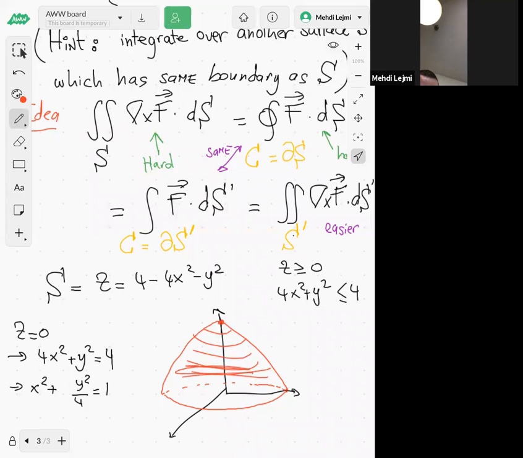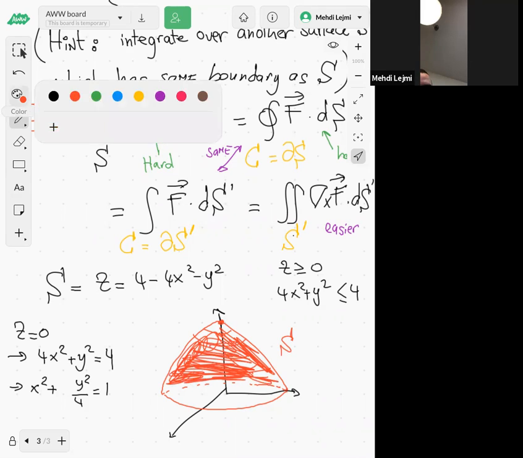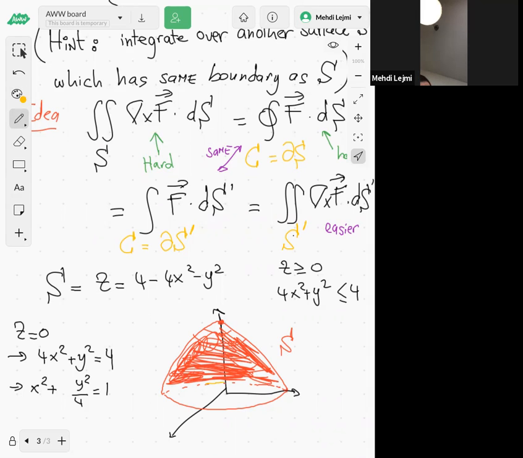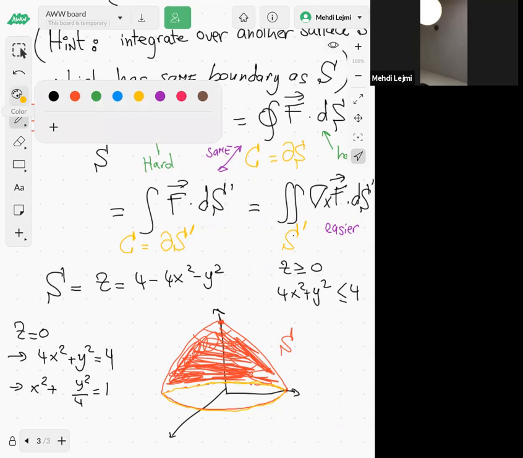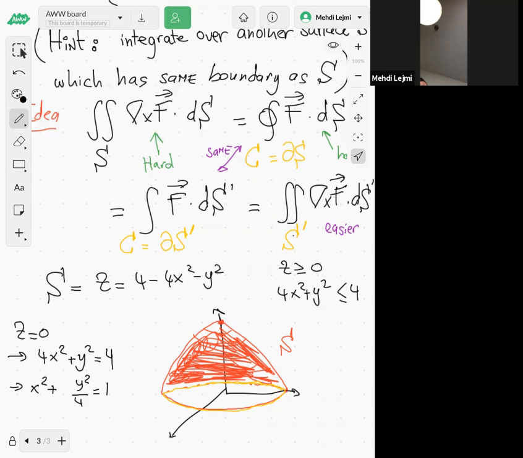Anyway, this is my surface S. It's the top of, this is the surface S. What's the boundary of this surface? It's just the circle here in the bottom, the circle lying on the XY plane, where z is 0. Sorry, not the circle, ellipse, I mean. So in this case, the boundary would be this ellipse here, which is, again, x squared plus y squared over 4 equals 1.